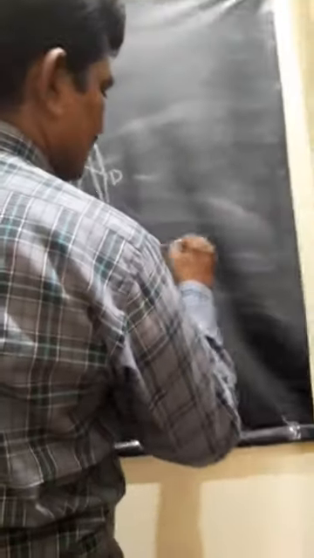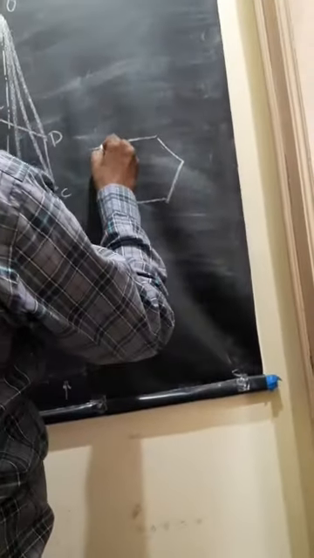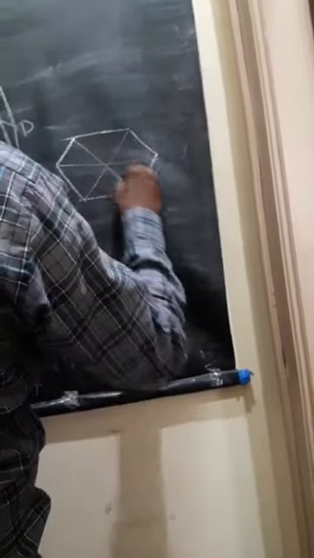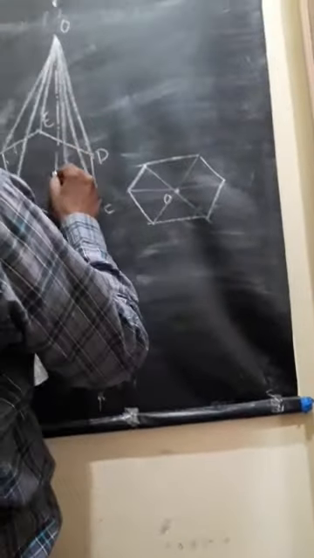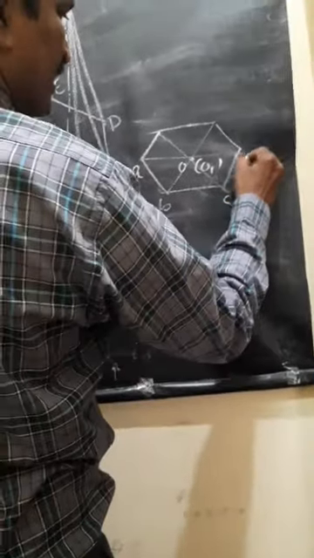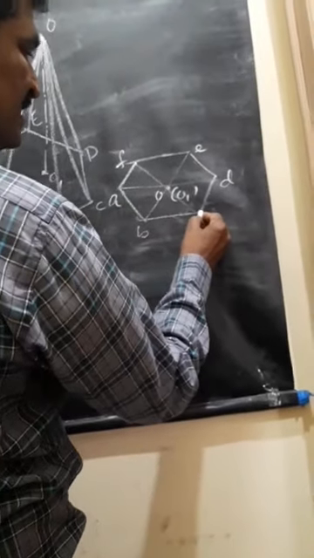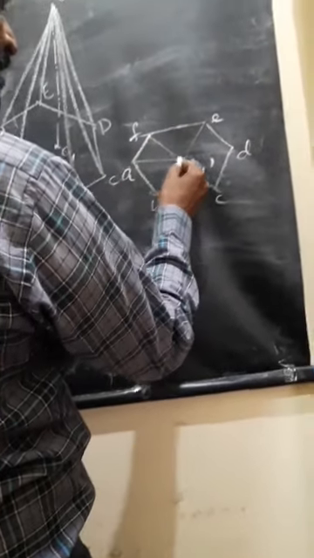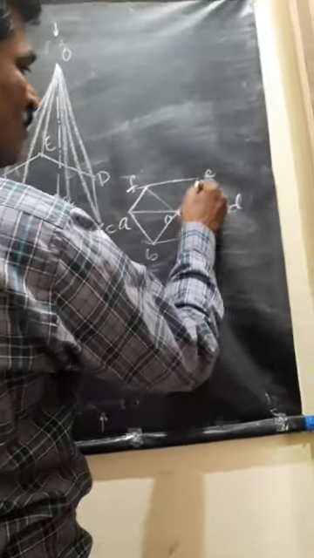Let me draw the base. The base is a hexagon. Similarly for a pentagon, the base will be a pentagon. Then join the diagonals to get the axis. If you see from top, O is visible and O1 is not visible. This point is A, this is B, C, D, E, F. AB, BC, CD, DE, EF, FA are base edges. OA, OB, OC, OD, OE, OF are slant edges.